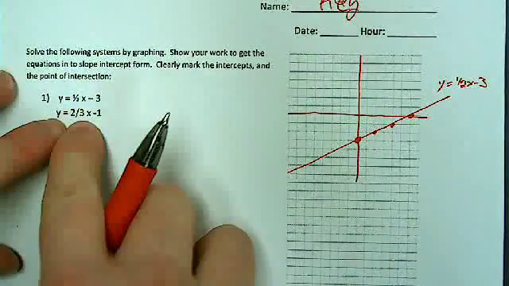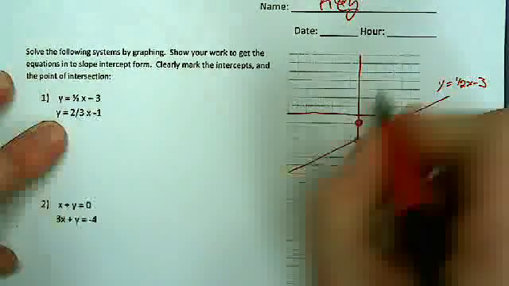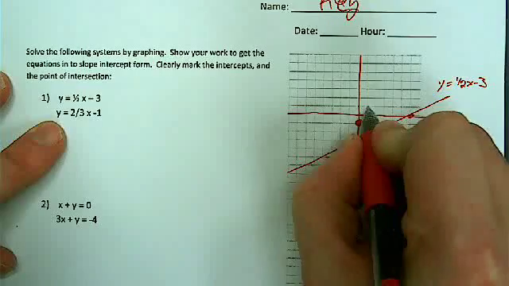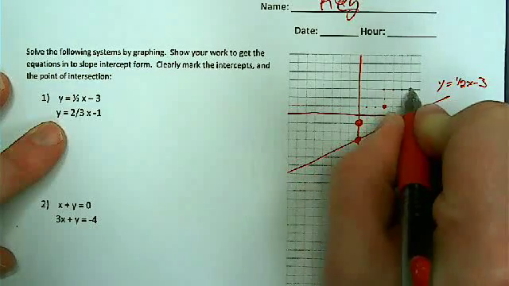Now the second one says start at -1. That's right here. And my slope is 2/3. So I go up 2: 1, 2 over 3: 1, 2, 3. Up 2, over 3 again.